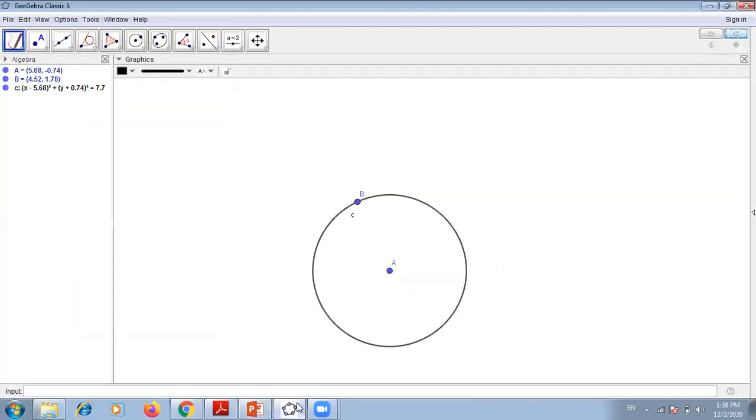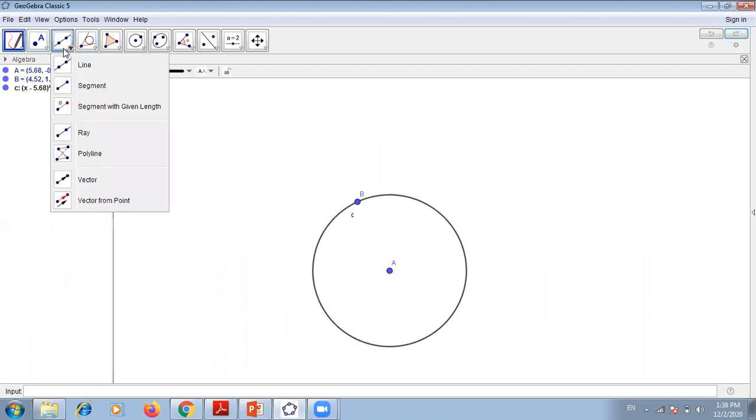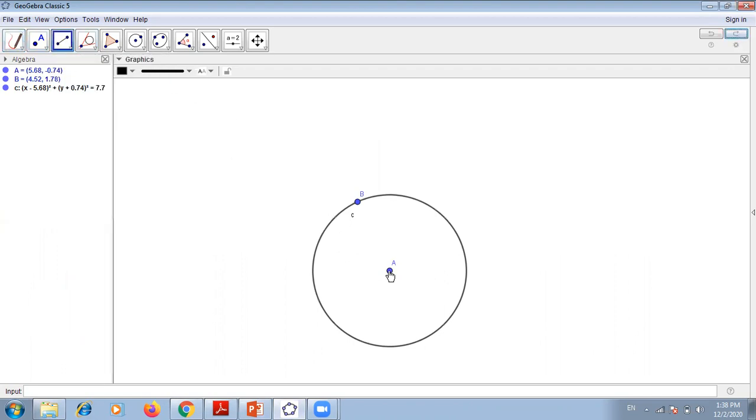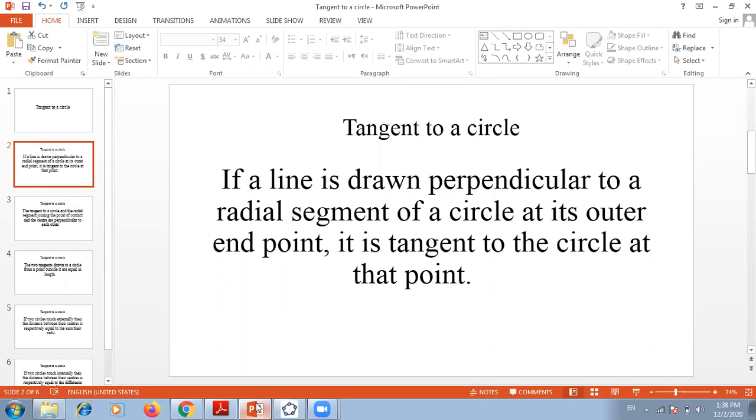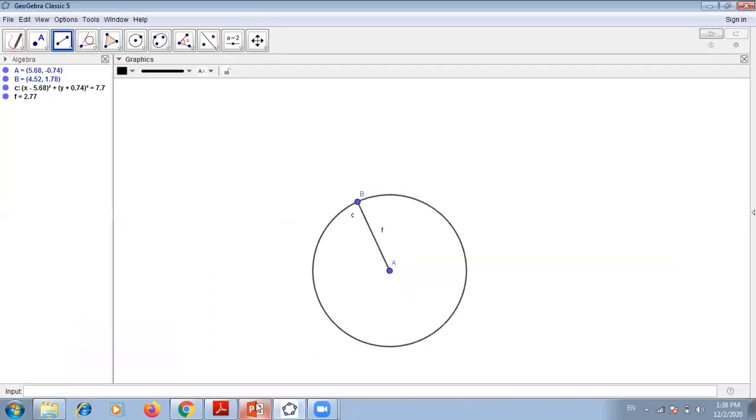Let's see. That is a circle. That is the center of the circle and P represents any point on the circle. If we join A and B, that will become a radial segment. Now I'm joining A and B. Now this line is a radial segment. So according to our theorem, if I draw a perpendicular line to this radial segment, it will be tangent to the circle.